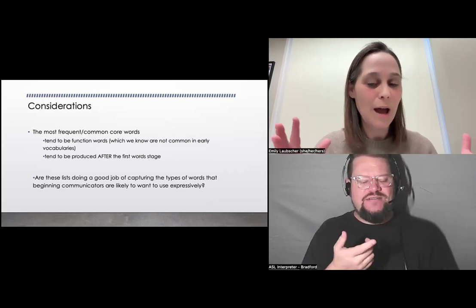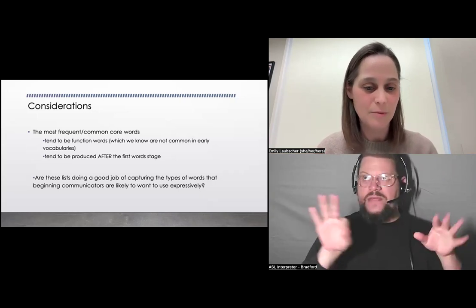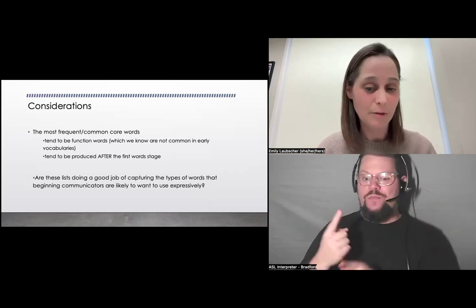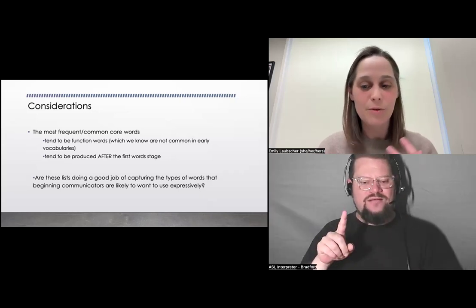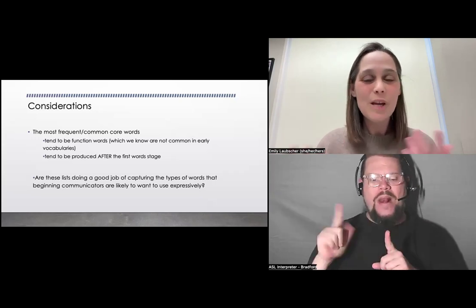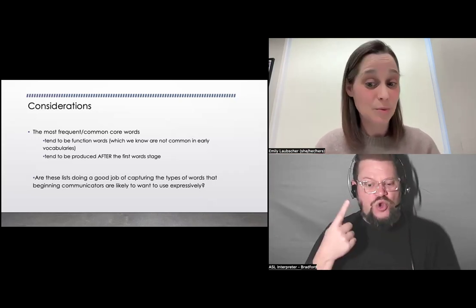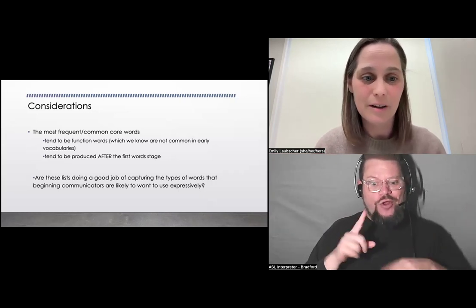So we could grab any of these lists and go through it and pick and choose the words that would be developmentally appropriate and useful for beginning communicators. But we would end up having to sort through a lot of words that are later developing or irrelevant. And it makes me wonder if maybe there's a more efficient way to go about choosing vocabulary for beginning communicators who require AAC.